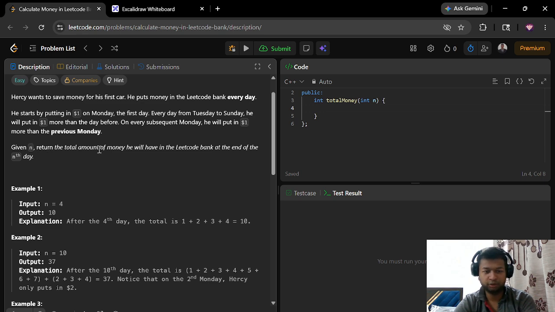So we are given n. We need to return the total amount of money he will have in the Leetcode bank at the end of the nth day. So we are given an integer n. So let's say our n equals 4.